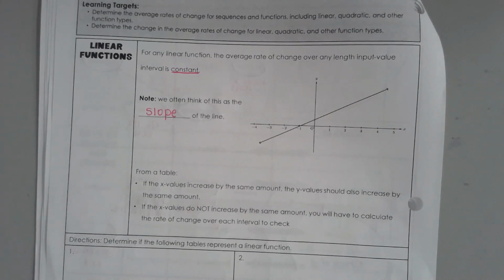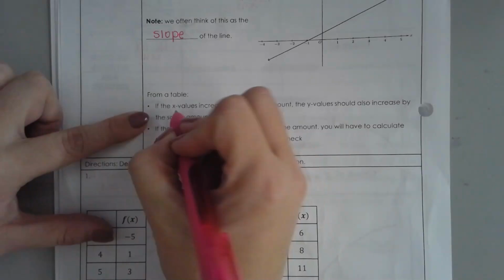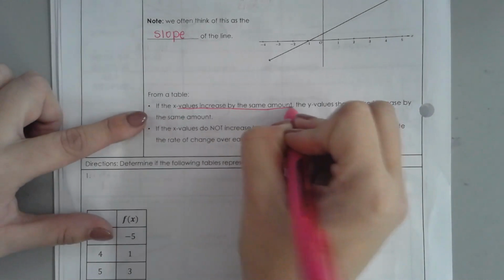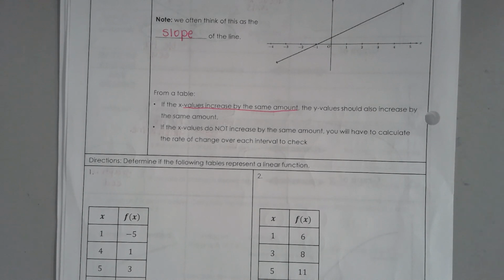What you're going to be doing is looking at a table to determine if the table is giving you a linear function or not. So, here's what you do with a table. If the x values increase by the same amount, then you're like, cha-ching, easy peasy. It doesn't have to be 1, 2, 3, 4. It could be 1, 3, 5, 7. Then you're going to look at the y values. If the y values increase or decrease, they add or subtract the same number, then it's linear.